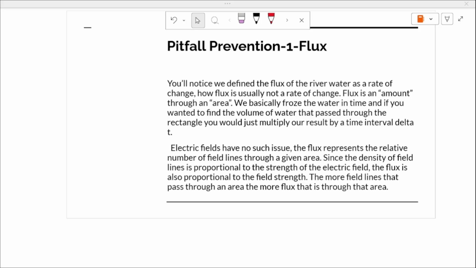Electric fields have no such issue, since there's no actual fluid. The flux represents the relative number of field lines, discussed in the last video, given through a given area. Since the density of field lines is proportional to the strength of the electric field, the flux is also proportional to the field strength at whatever point you're finding the flux at. The more field lines that pass through an area, the more flux that is through that area.